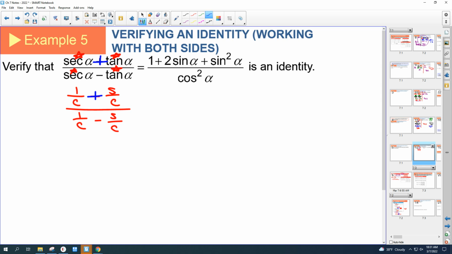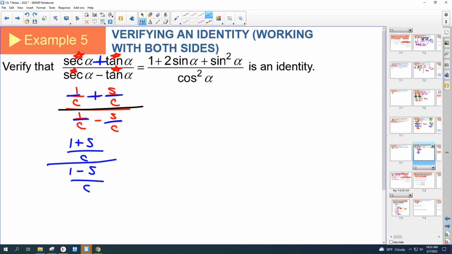So remember, the rhythm of this is kind of use an identity and then do some kind of algebra to clean it up a little bit. What I see in this problem is adding fractions, and when I add fractions, I need a common denominator, but I already have a common denominator. I've got a denominator c, and so I can combine those fractions. The top is going to be 1 plus s all over c. And then I've got my big fraction bar, and the bottom is going to be 1 minus s all over c, like that.